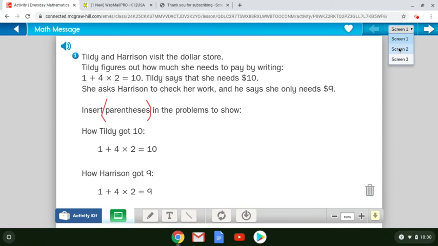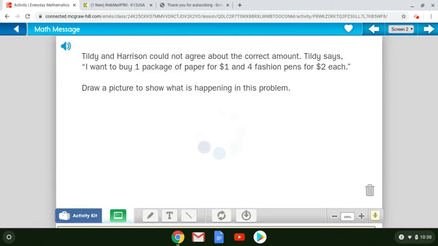All right. So once you've finished your math message, then you're going to come up here to screen 2. And now we're going to solve this one. Again, remember, you can click the speaker to read it to you if you're on the computer, or you can read it. You have this workspace here you can work, or if you have your notebook next to you, you can be working in your notebook.